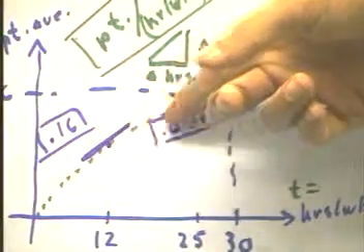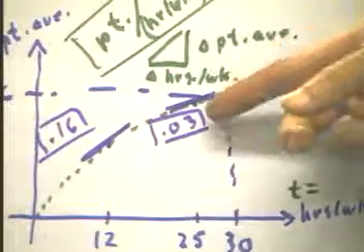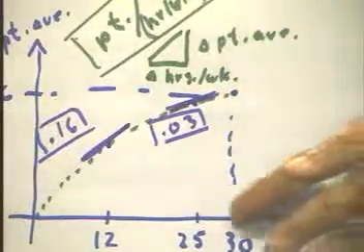It probably keeps decreasing steadily. By the time we get to 25 hours per week, we're down to a 0.03 increase in point average per additional hour.